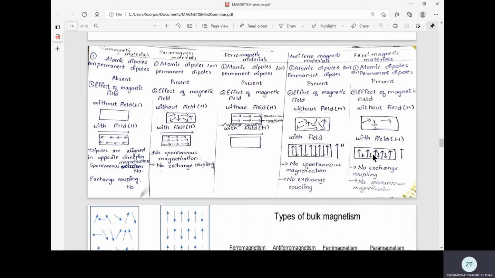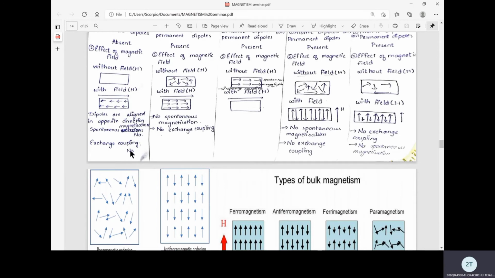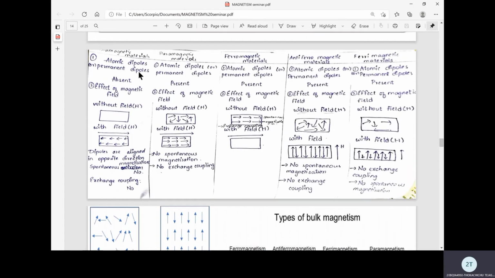While in ferromagnetic materials, these spins also are in opposite directions, but what happens here is they do not get cancelled. That is, they are of different magnitudes. Other notable points are that there is no spontaneous magnetization in diamagnetic materials, and also there is no exchange coupling, as we discussed before. And in paramagnetic materials, no spontaneous magnetization and no exchange coupling too. While in ferromagnetic materials, there is spontaneous magnetization, and exchange coupling also exists.